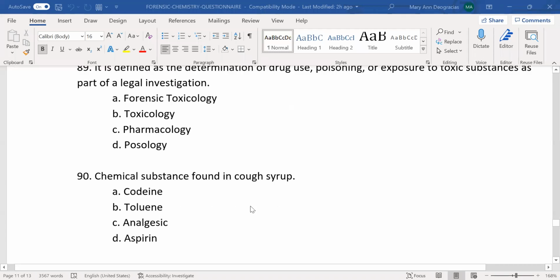90, a chemical substance found in cough syrup. Yan, codeine. Yes, very good. So, codeine is the answer. Ang toluene, guys, nasa rugby yan. Okay, sige. Dagdagan ko yung kaalaman nyo dito. Codeine, cough syrup yan. Toluene, yan yung component ng rugby. Analgesic, syempre pain reliever yan. Then aspirin is also a pain reliever. Pag na-encounter nyo si toluene, that's found in rugby.